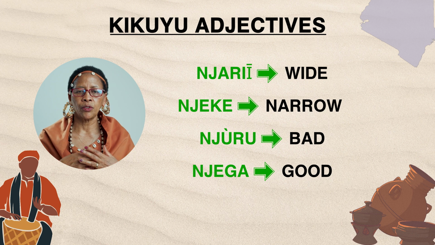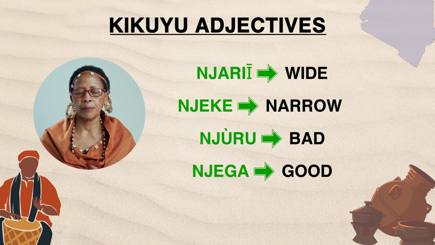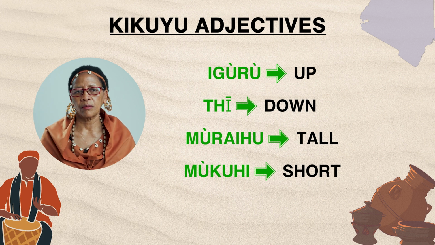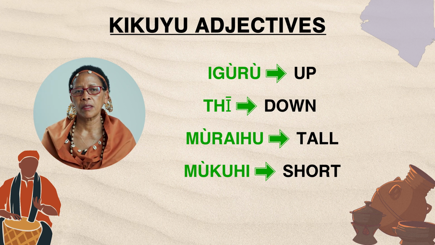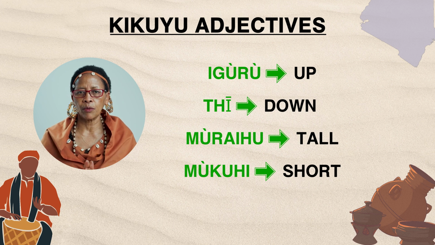Then you have juru, bad, and jega, good. You have up, igoro, and then down, the. Igoro, the. Then you have tall, muraihu, amkuhe. Normally this is for human beings.